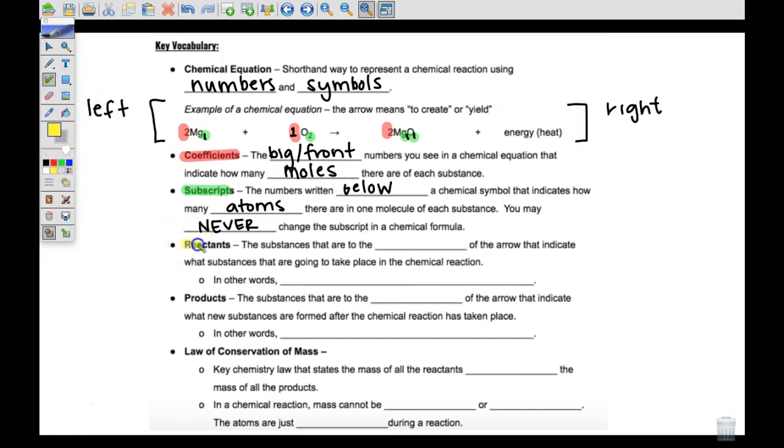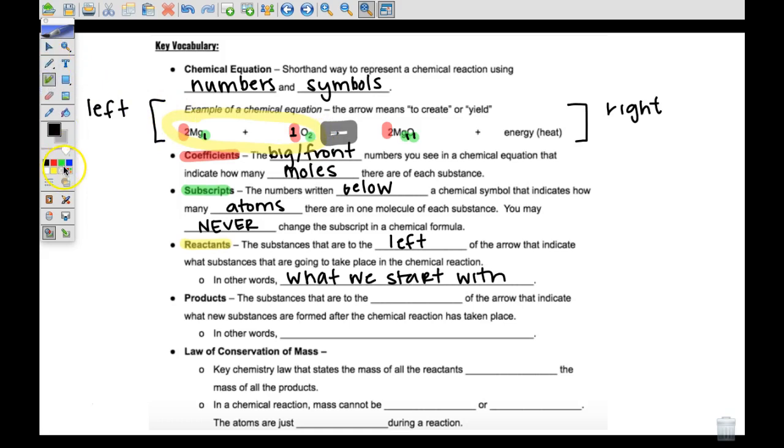The next vocabulary word is reactants. And the reactants are the chemicals or the substances that are to the left of the arrow that indicate what substances are going to take place in the chemical reaction. In other words, it's what we start with. So in our model, everything to the left of the arrow is considered to be a reactant. So I need you to think about this arrow as your dividing line, between left and right.